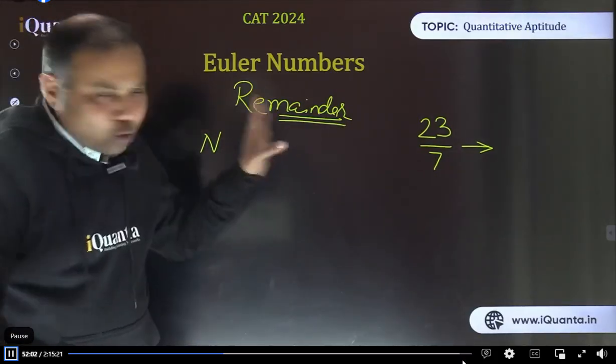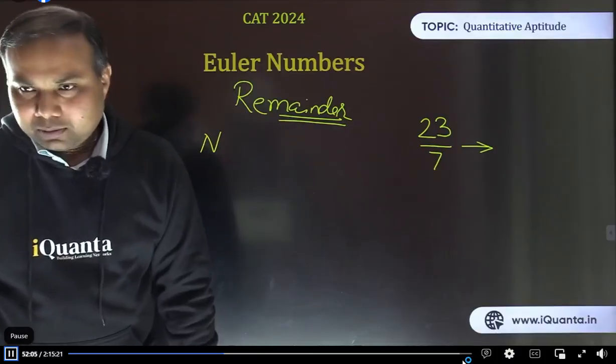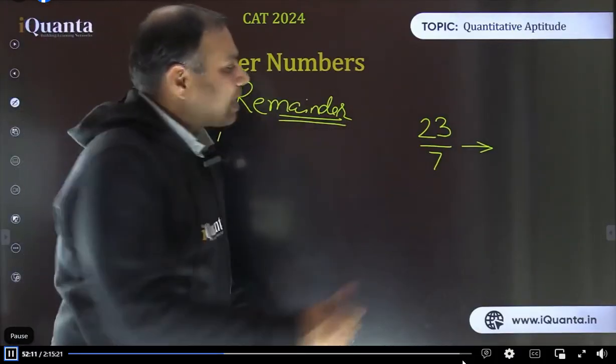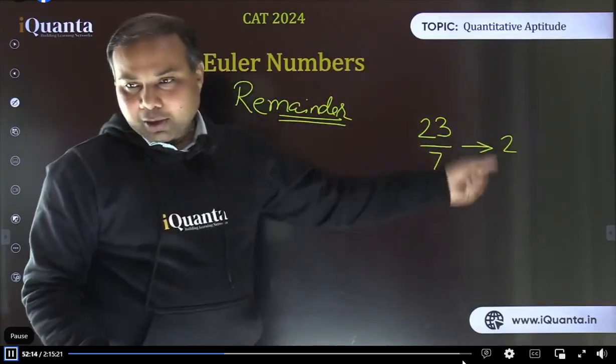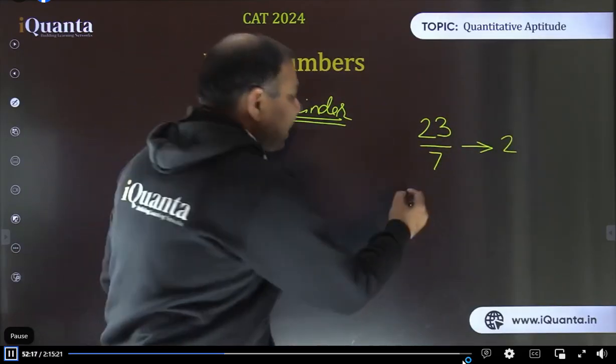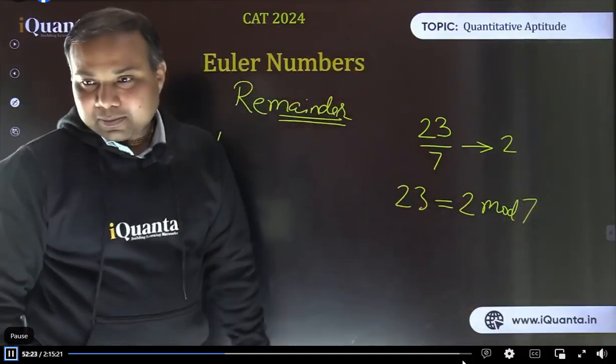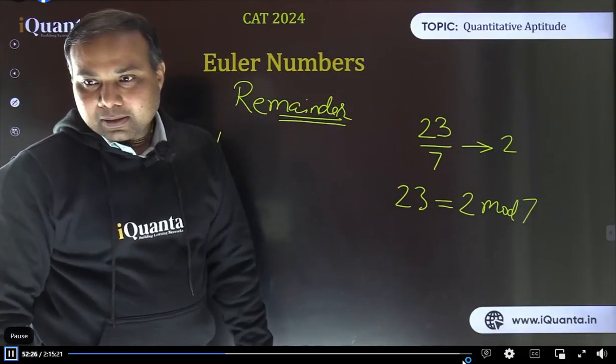Yes, co-prime will come now, don't worry. The remainder is 2. Co-prime will come in this only, so hang on. If I divide 23 by 7, the remainder is 2, right? Now I'm using this notation, so don't be bothered by the notation. I could have written it like this also: 23 is 2 mod 7. It is one and the same thing.